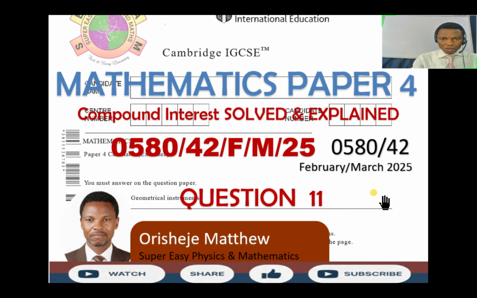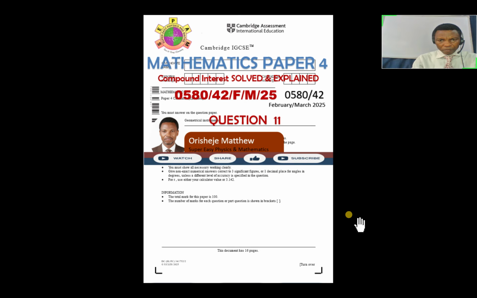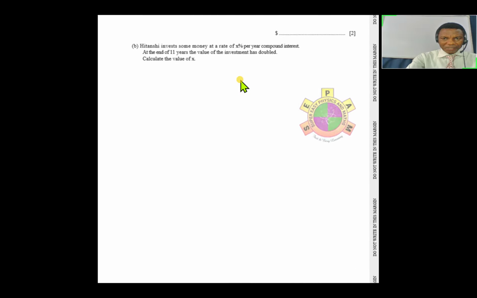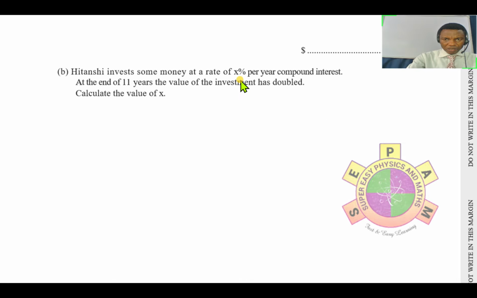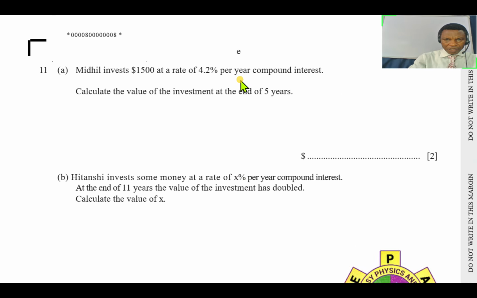Today we're going to be looking at the solution to IGCSE Mathematics Paper 4, February-March 2025. And we're going to be looking at question 11, which has to do with compound interest. So this is the question that we have here. Let me magnify it so that you can read it very well.